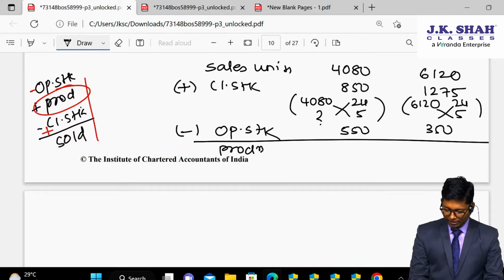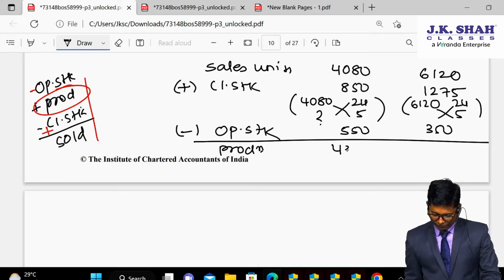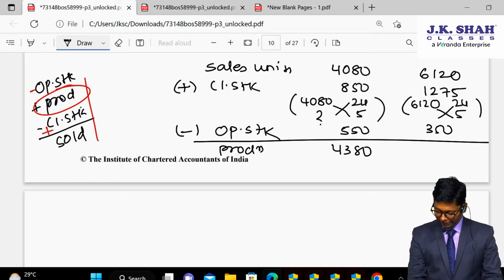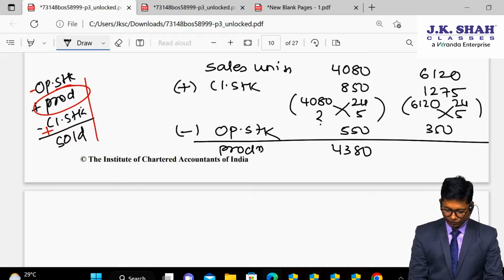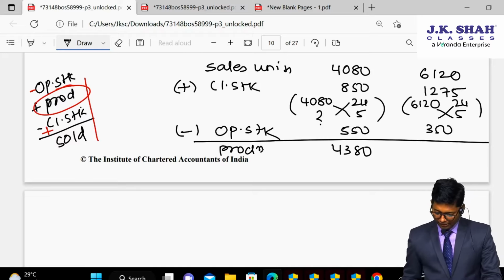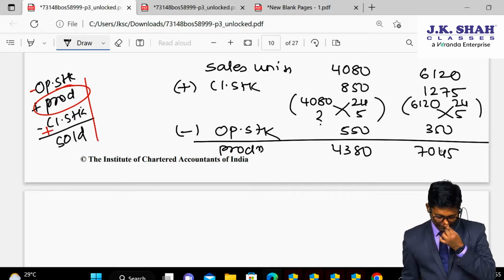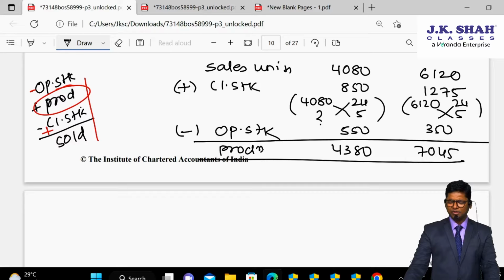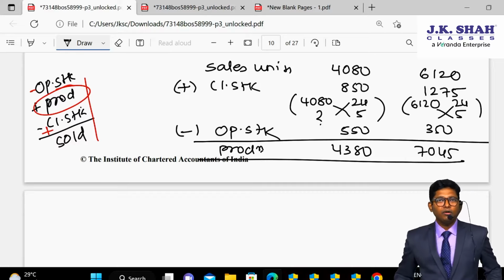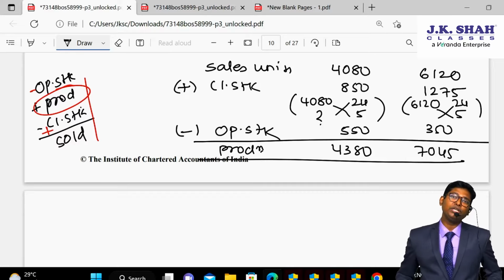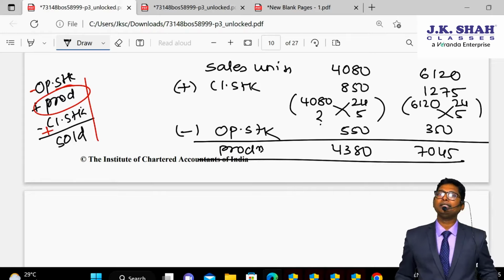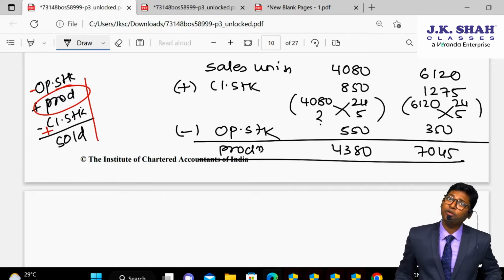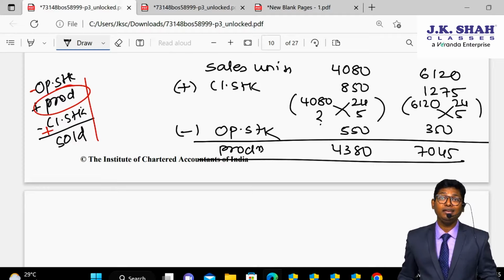4080 plus 850 minus 550 is equal to 4380. 6120 plus 1275 minus 350 is equal to 7045, and production quantity is calculated. Student asks, sir, why is production quantity calculated? Because without knowing the production units, we won't be able to calculate the consumption units, and without consumption units, we won't be able to calculate the purchase units.